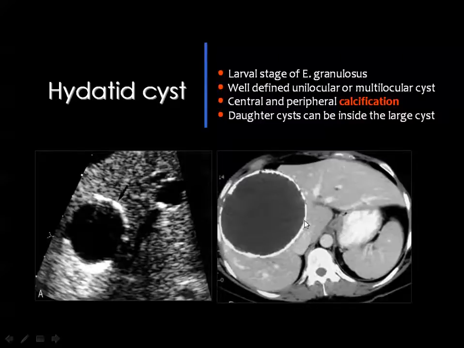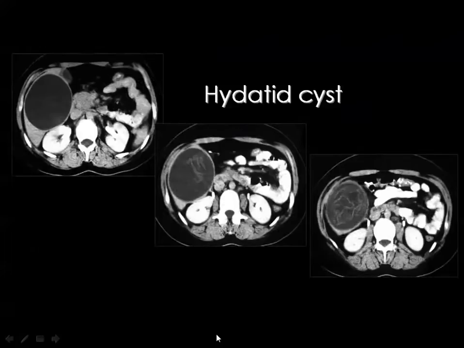Of course, calcium is more dense than the contrast media. Then this is calcification, not enhancement. And if you see a cystic lesion with calcium inside or on the periphery, then you suspect the possibility of hydatid cyst. And this is another appearance which is also a common and a classic appearance of hydatid cyst.